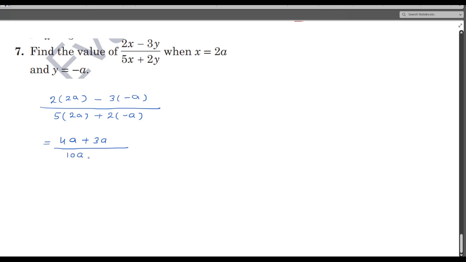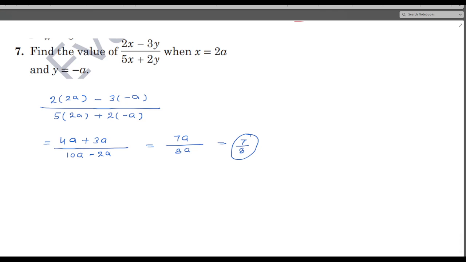So your result is 2 times 2 is 4a minus 3a minus 3 times minus a, it becomes plus 3a. Divided by 5 times 2 is what? 10. 10a minus 2a. So 4a plus 3a is what? 7a. Divided by 10a minus 2a is what? 8a. So your result is what? 7 divided by 8. 7 divided by 8 is your result when you substitute x is equal to 2a. Okay, this a will cancel.